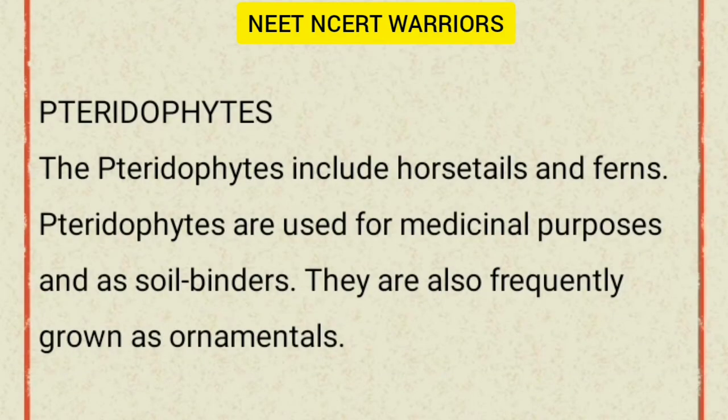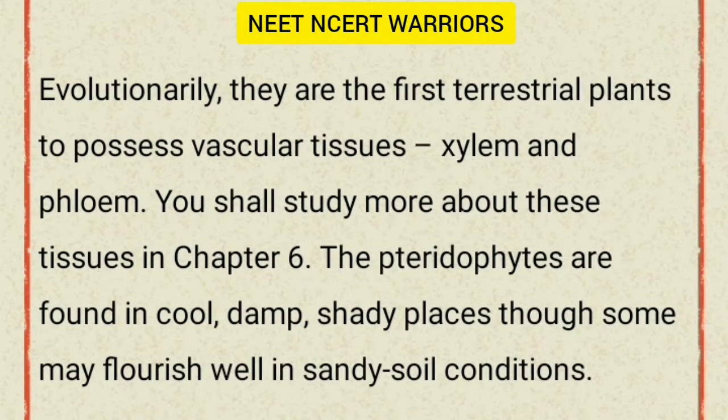Topic: pteridophytes. The pteridophytes include horsetails and ferns. Pteridophytes are used for medicinal purposes and as soil binders. They are also frequently grown as ornamentals. Evolutionarily, they are the first terrestrial plants to possess vascular tissues, xylem and phloem. You shall study more about these tissues in Chapter 6. The pteridophytes are found in cool, damp, shady places, though some may flourish well in sandy soil conditions.